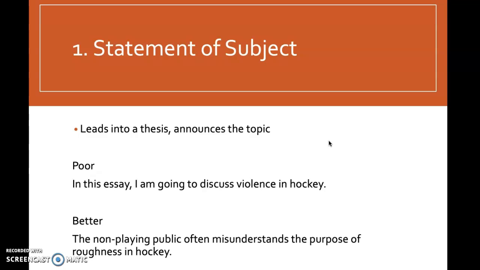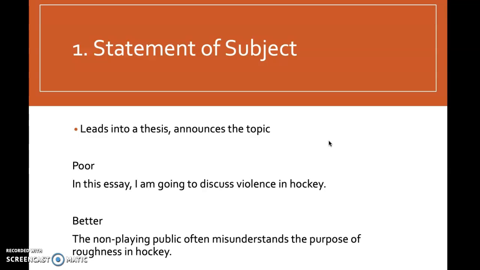A statement of subject is a general statement, usually, that announces the topic to the reader. Really good statement of subjects are never huge and vague. They're usually still fairly specific, and for that reason, they're sometimes confused with being a thesis, but they're not. A thesis is usually a lot more specific and detailed than a statement of subject.